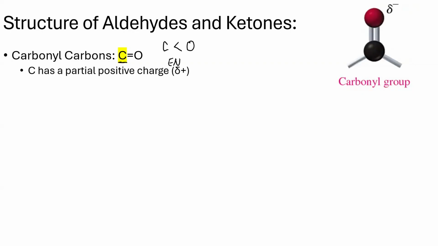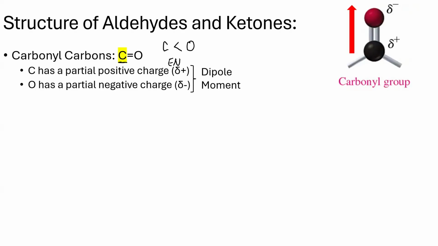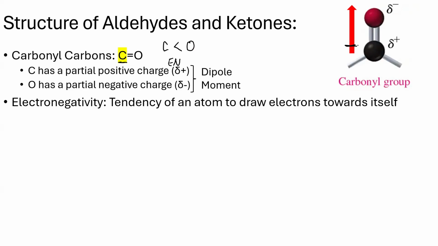This means that carbon has a partial positive charge, oxygen has a partial negative charge, and there's an overall dipole moment. And we show dipole moments as a cross arrow pointing towards the more electronegative atom. This is going to become really important when you talk about reactions of aldehydes and ketones and the synthesis reactions that they participate in.